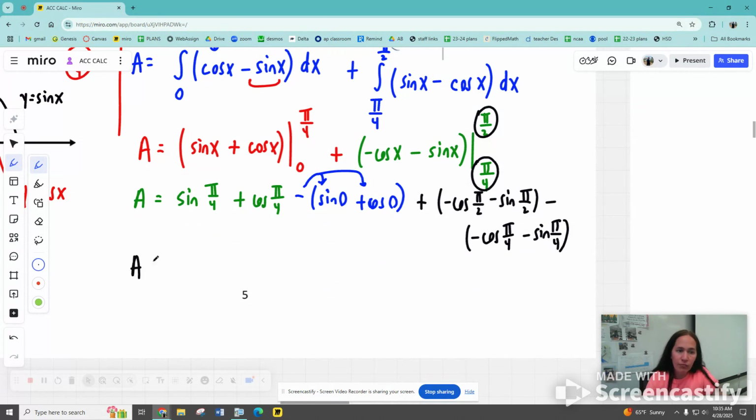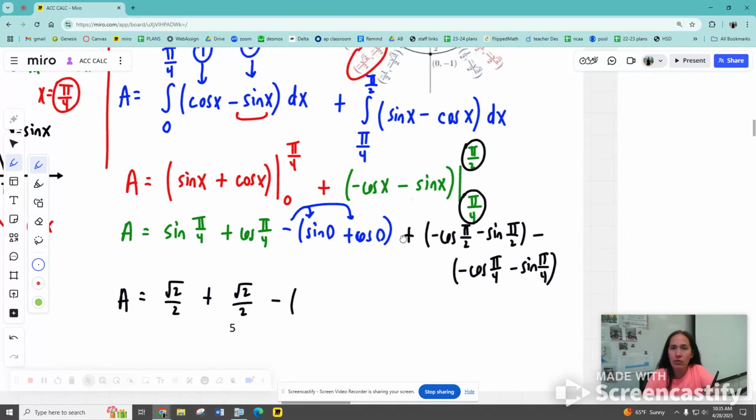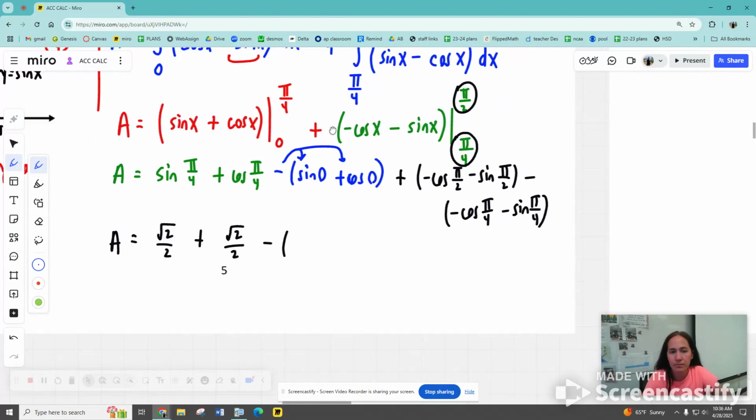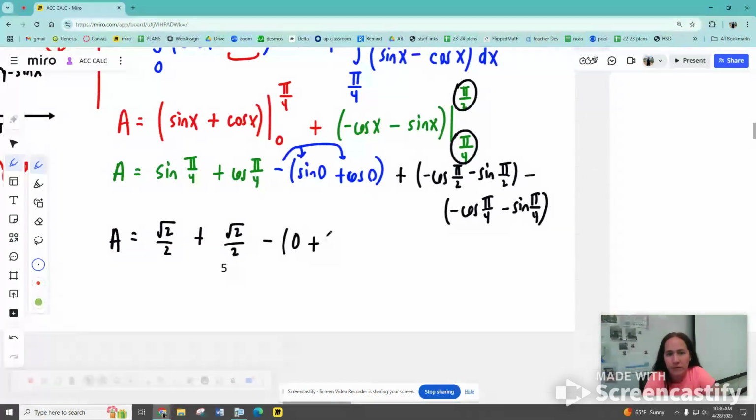This is sine of pi over 4. Refer to a unit circle if you need to check. Sine of pi over 4 is just root 2 over 2. Cosine of pi over 4 actually also happens to be root 2 over 2 in its exact form. And then minus sine of 0, right? I'll go to 0 and get the y value. Should just be nothing, should be 0. And the cosine of 0 should be 1. So we've got minus 0 plus 1.